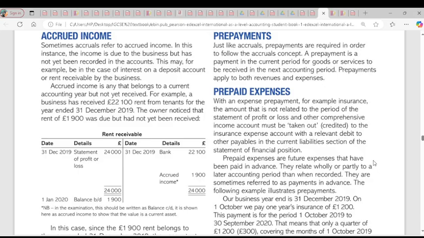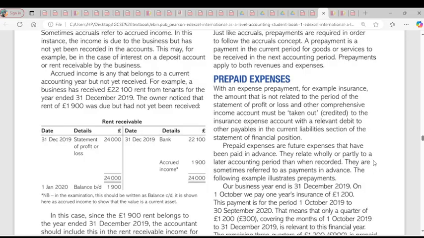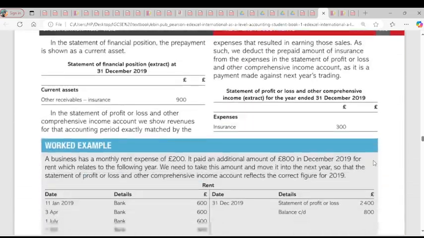Then for prepaid income, this is the revenue which has been received for goods and services that are going to be provided by the business in a future accounting period. So prepaid income will be deducted. Again, you have to take it away from your income because it's not all income for the year. That's why we need an adjustment. So prepaid income will be deducted from the accounting year income in the statement of profit or loss and recorded as a liability in the statement of financial position as other payables. That's the difference between prepaid expenses and prepaid income.